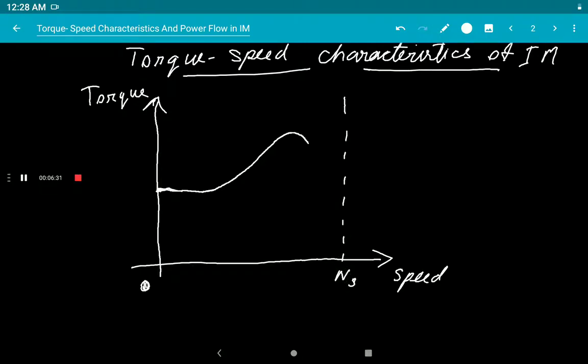So the curve now smoothly goes like this. Okay. So this is our torque-speed characteristic, and this is our synchronous speed.